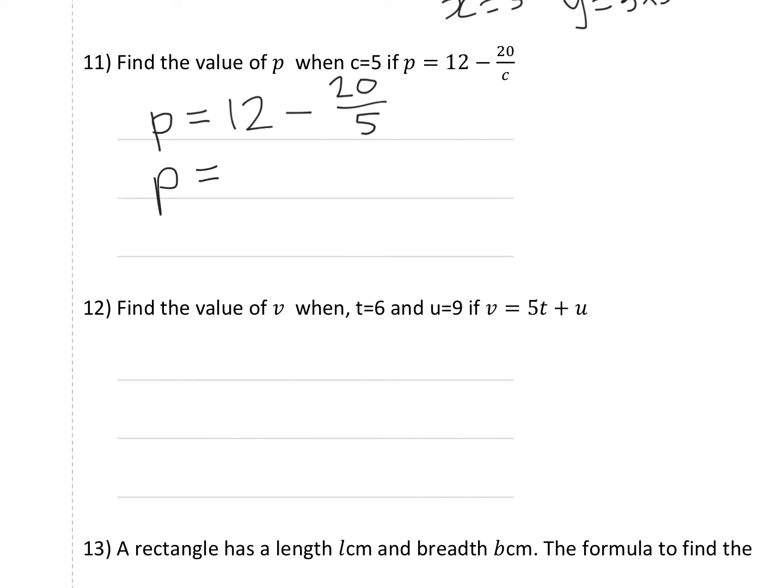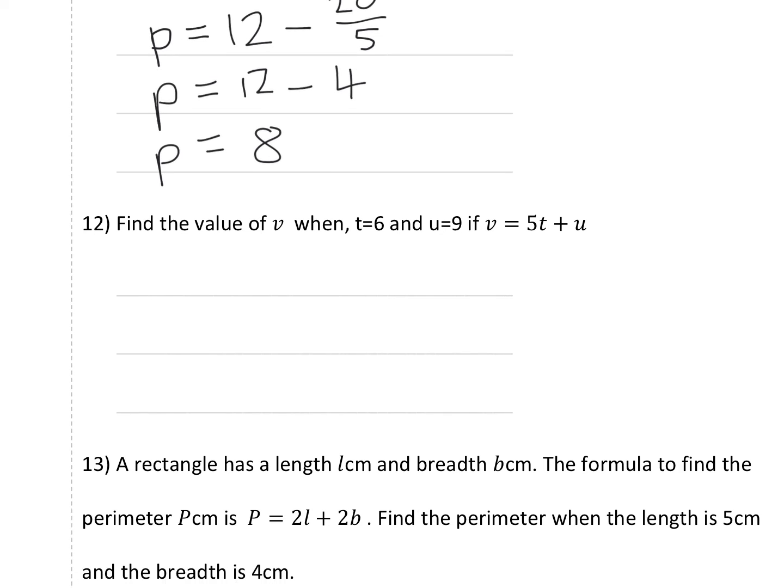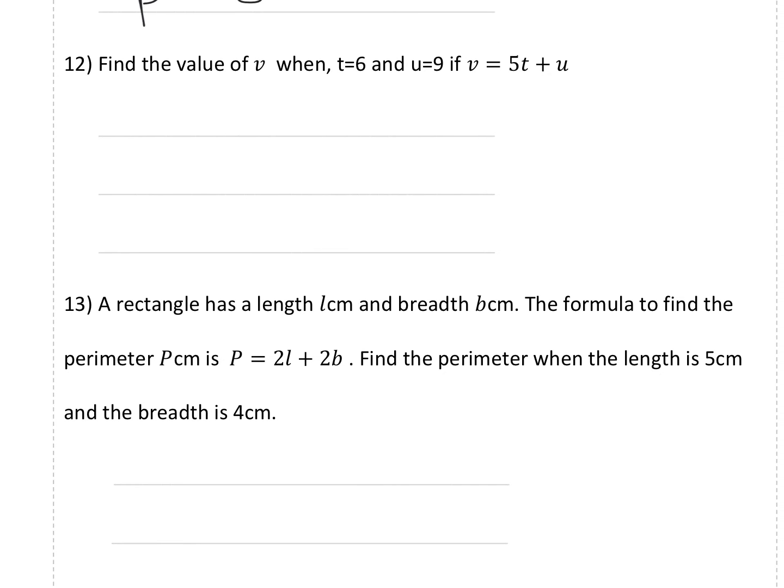We then think of our order of operations. We would do our division first, the 20 divided by 5, which is 4. And then p is going to be 12 take away 4, which gives us 8. Pause the video and have a go at example 12.